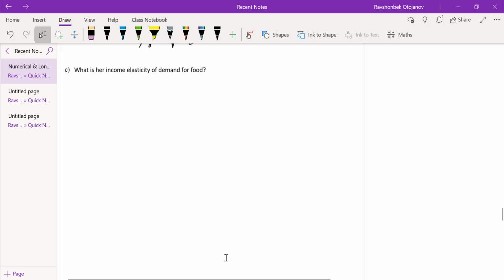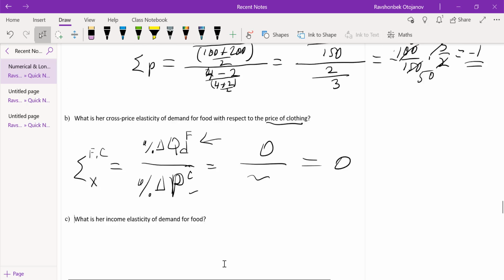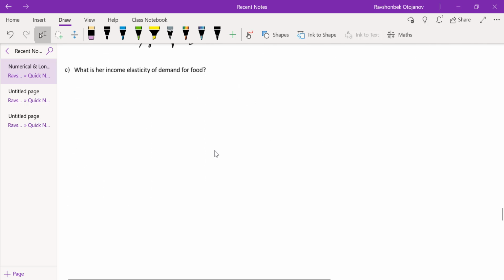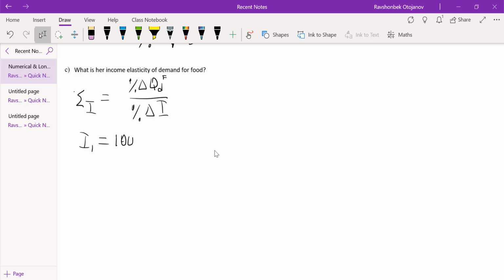Next question. What is her income elasticity of demand for food? Now let's read this again. It says Nadia always spends 40% of her income on food, regardless of her income. Now we need to come up with a hypothetical example again. Let's say her current income 1 is $1,000, and income 2 is, let's say, double, and we hold the price of food equal to $2 in either case, whether there is an increase in income or not.